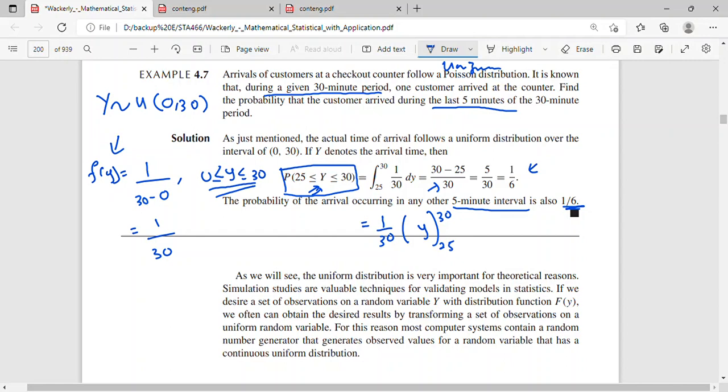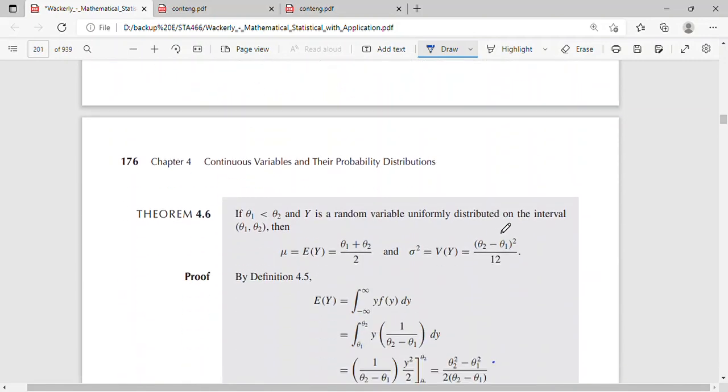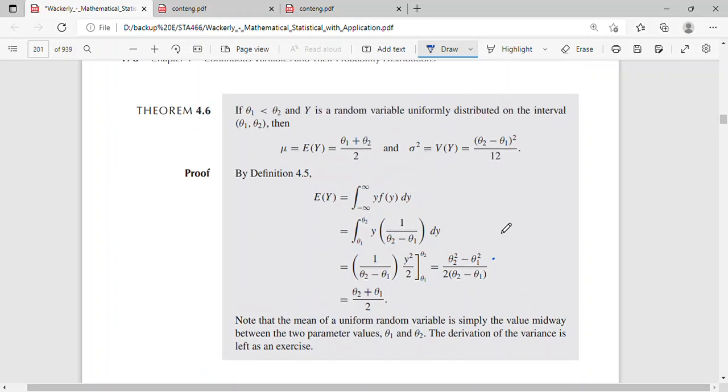So macam itulah nak cari nilai probability for uniform distribution. We need to integrate because Y adalah continuous distribution. Okay, next let's see how to derive the mean and the variance for uniform.